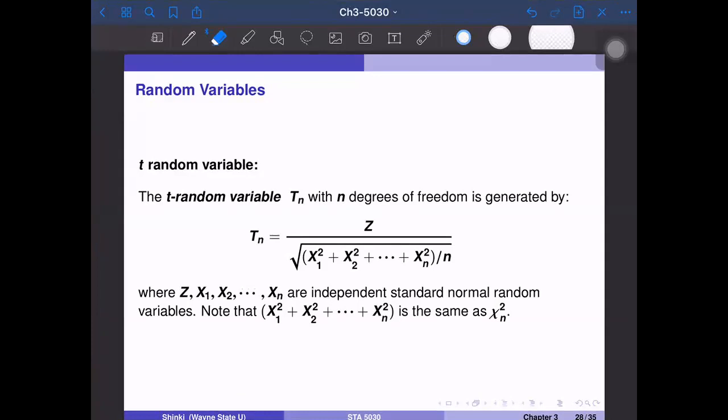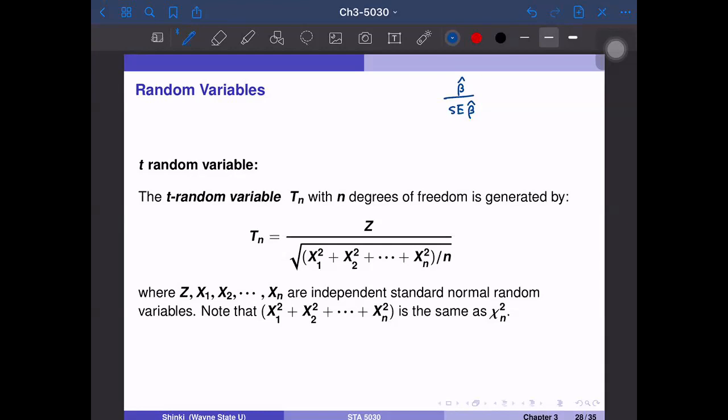Hi everyone, the next topic is the T random variable and the T distribution. This distribution, or random variable, is motivated by a quantity: some estimate of beta divided by the standard error of beta hat. This is sometimes called the signal-to-noise ratio in engineering.